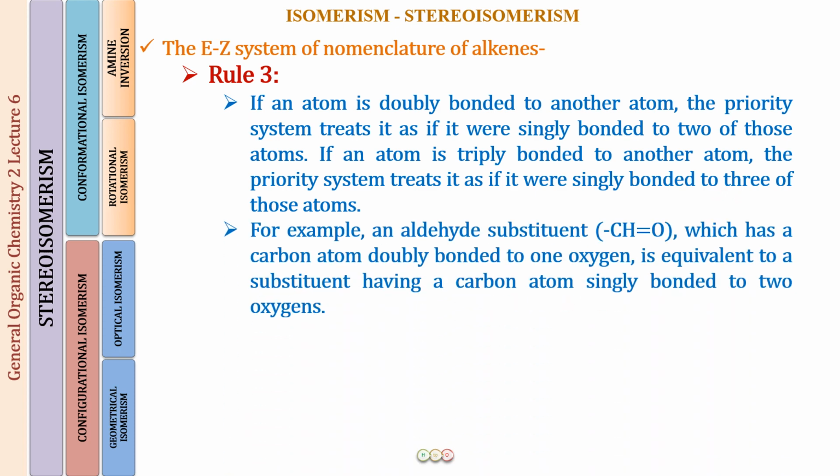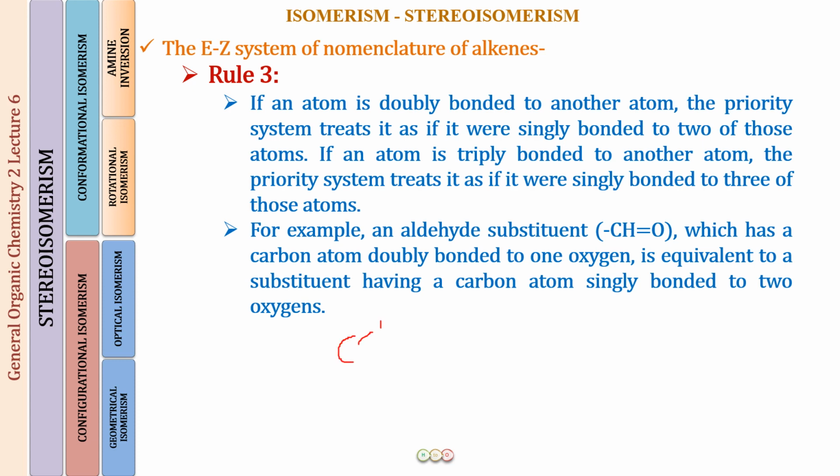For example, we have an aldehyde group. In the aldehyde group, we have a carbon forming a single bond with hydrogen and a double bond with oxygen. How are you going to treat the double bond with oxygen? You are going to treat it as equivalent to a carbon atom forming two single bonds with two oxygen atoms. Let me explain by drawing it, and you will be able to understand this better.